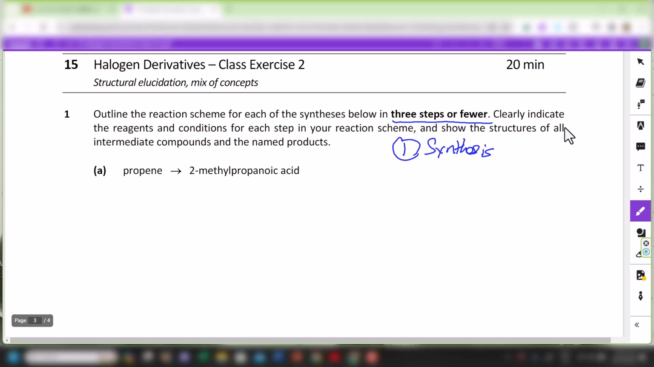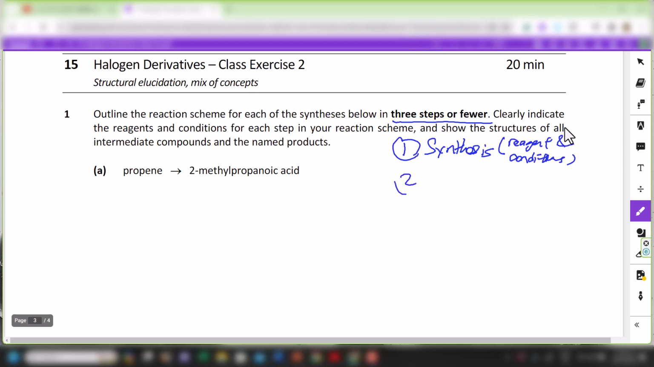So for synthesis, you should also be familiar with reagents and conditions. Because when you are planning out your synthesis, you are required to highlight what are the reagents and conditions that allow you to transform your starting material to the intermediate products and then eventually to the final products.